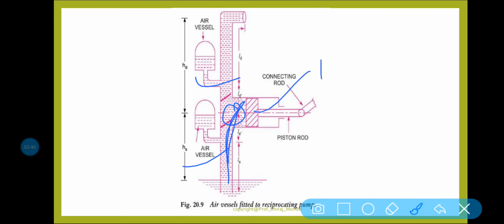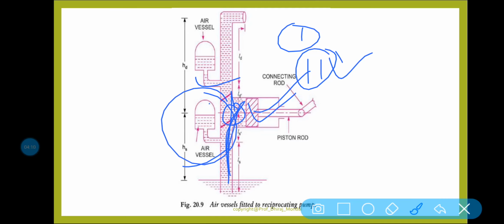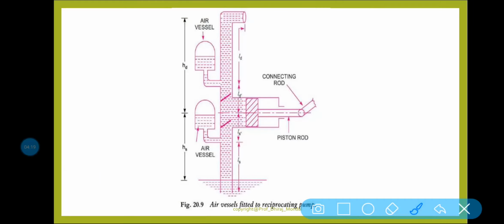Point number 2: to save a considerable amount of work in overcoming the frictional resistance in the suction and delivery pipe. The first point is to obtain a continuous supply of liquid at a uniform rate. We have to use the air vessel because water is supplied with the help of this pressurized air. This water is supplied to the suction pipe when there is some separation. And the next point is to save a considerable amount of work in overcoming the frictional resistance.